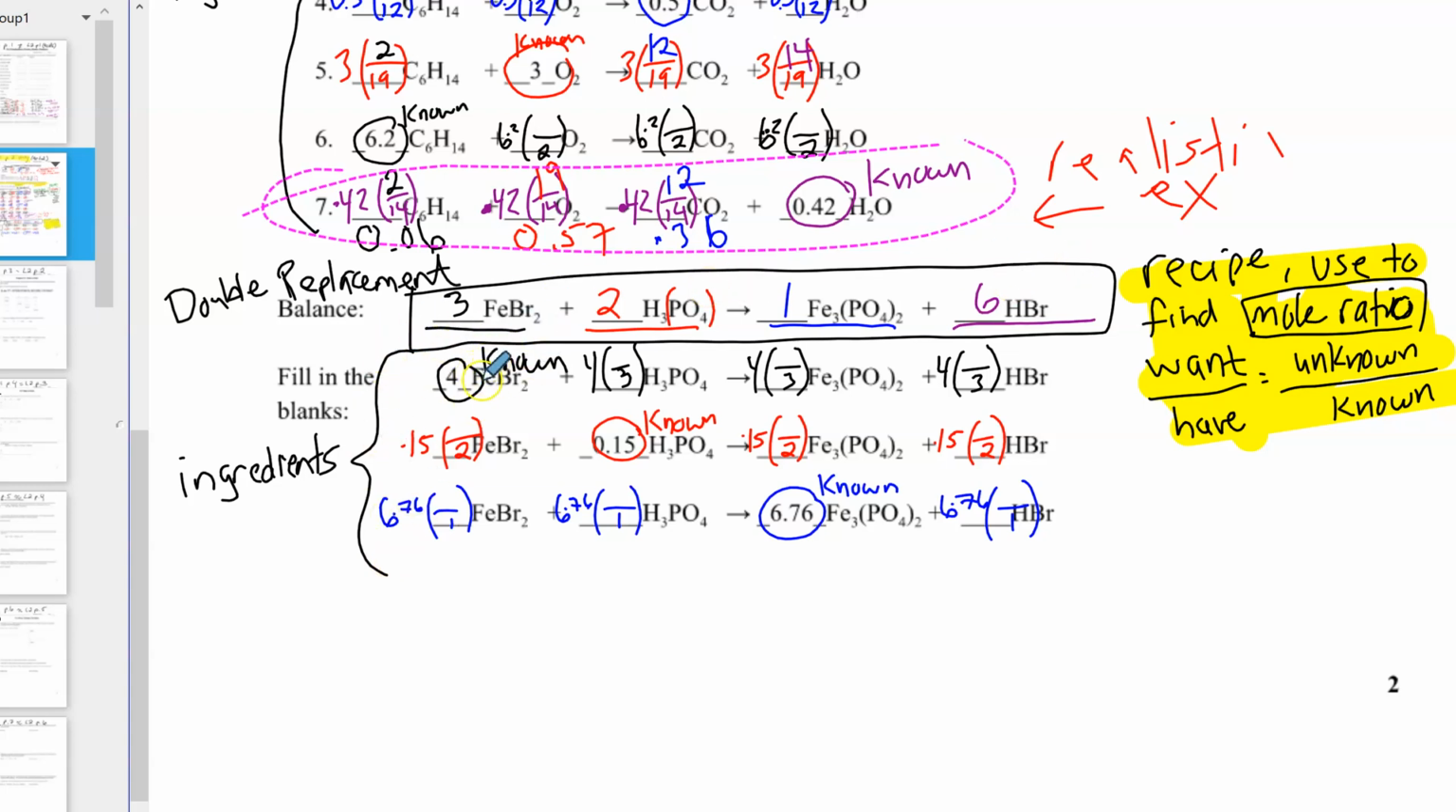So if we know we have 4 of FeBr2, iron(II) bromide, how much of the H3PO4, the phosphoric acid, will we need? Okay, it's going to be 4 times the mole ratio of the unknown phosphoric acid, which is 2, to the known FeBr2, which is 3. You can go and plug this into your calculator if you want. I'm not going to bother with that right now. I care about having that fraction set up right.